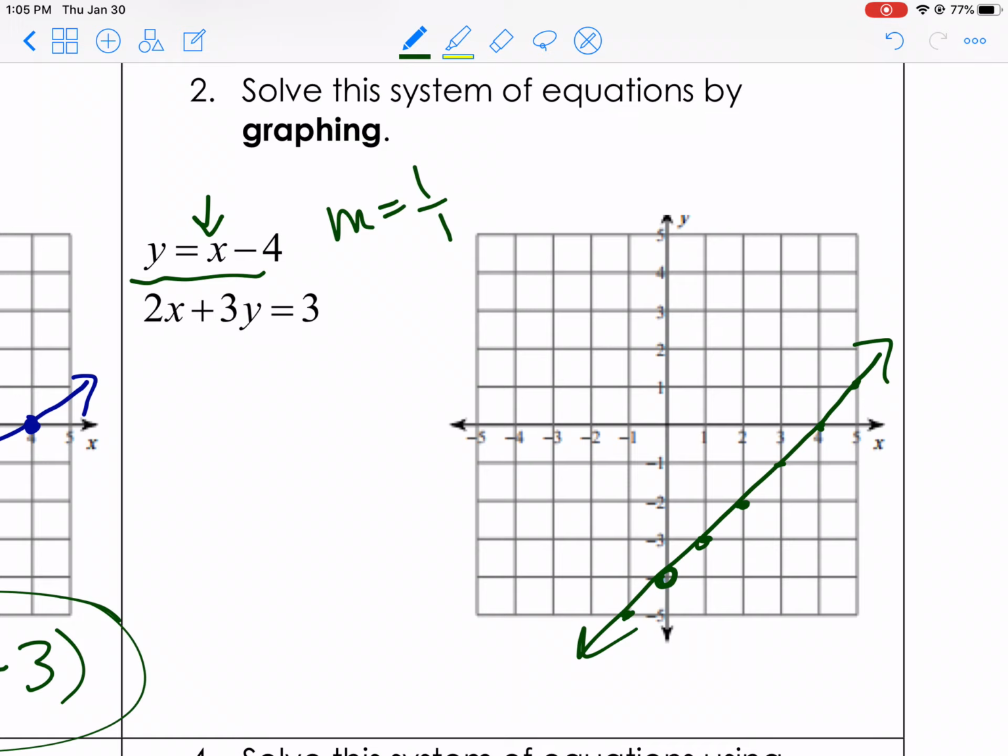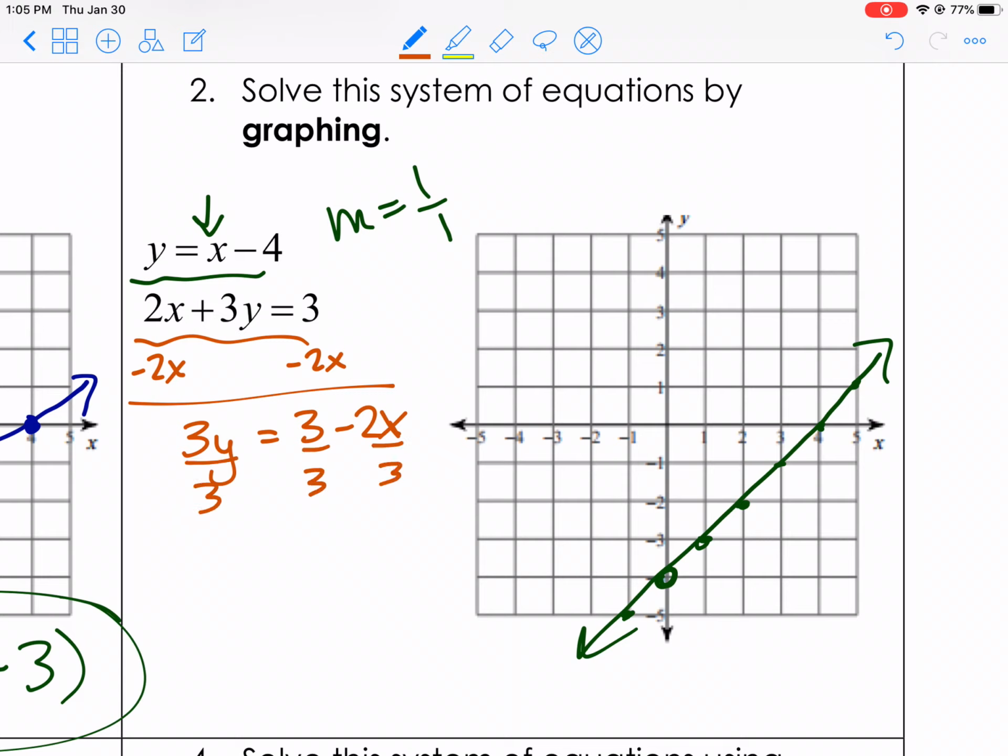Okay. Now the second equation is a little bit harder. If we solve it for y, if we get y equals stuff, then we'll be able to see the y-intercept and the slope. So I'm going to start by subtracting 2x from both sides. Then I'm going to divide every single term by 3. Okay, my order is a little bit different, but the y-intercept is there, and the slope is the coefficient of the x term. It's multiplied by x.